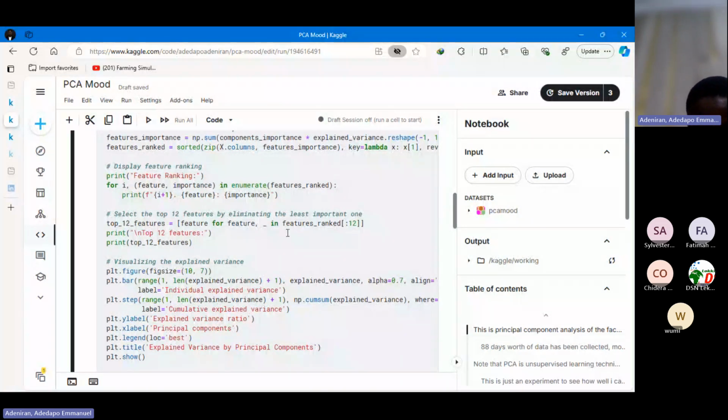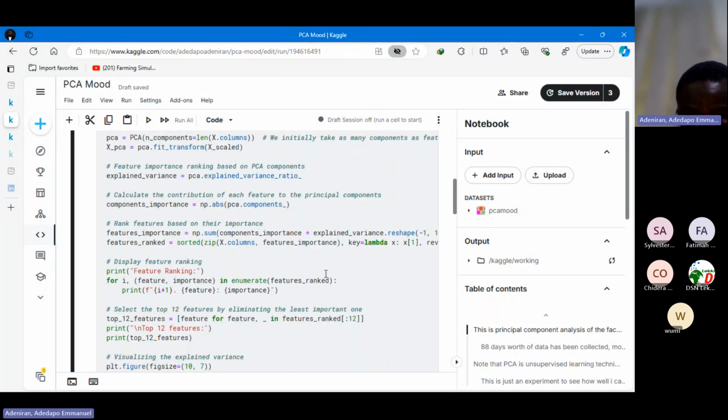So what I just did was I just multiplied. Look at what I did here. I multiplied the component importance by the explained variance. That's what I did to rank the features.